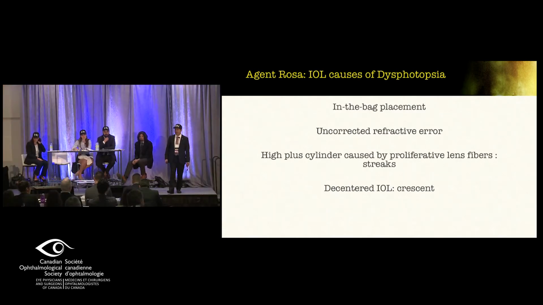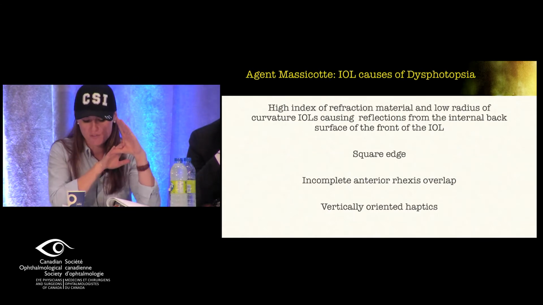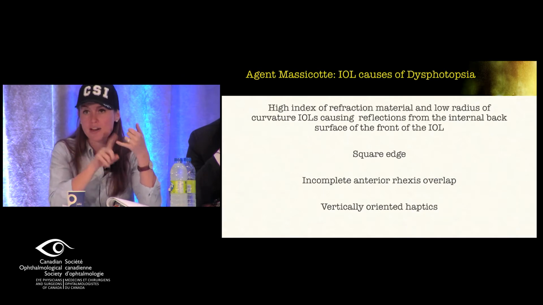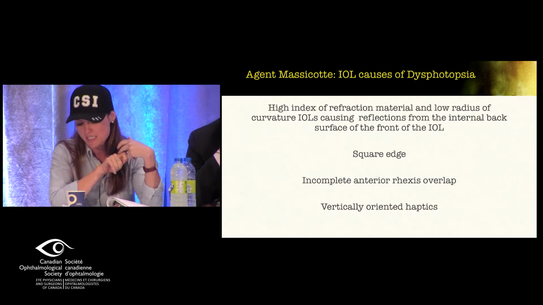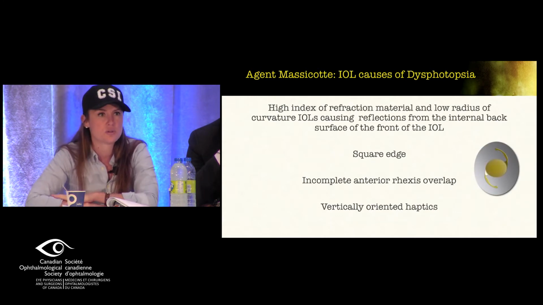Excellent. So those are IOL causes of dysphotopsia. Agent Massicott, IOL causes of dysphotopsia. Can you continue with these ones? When a lens has a high index of refraction combined with a low radius of curvature, it can cause reflections from the internal back surface of the front of the lens. Square edges, as we said, incomplete rhexis overlap, and vertical haptics can also cause dysphotopsia.